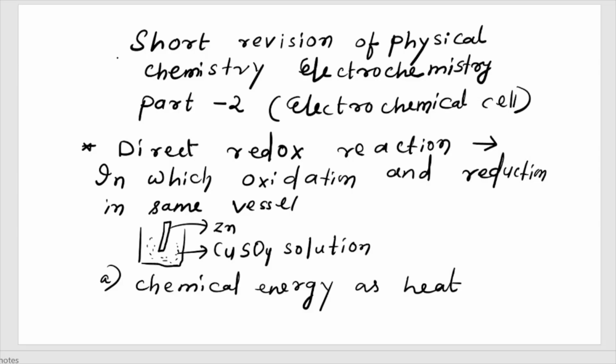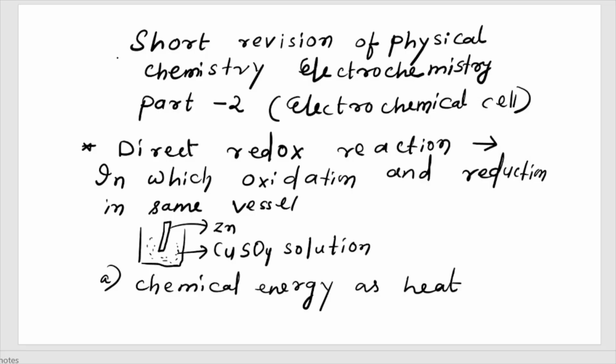Here I am going to explain part 2, that is electrochemical cell, and this is the short revision of physical chemistry, and the chapter is electrochemistry and the part 2, that is electrochemical cell. In part 1, I have given some introduction of electrochemistry. Now I am giving the knowledge of electrochemical cell.